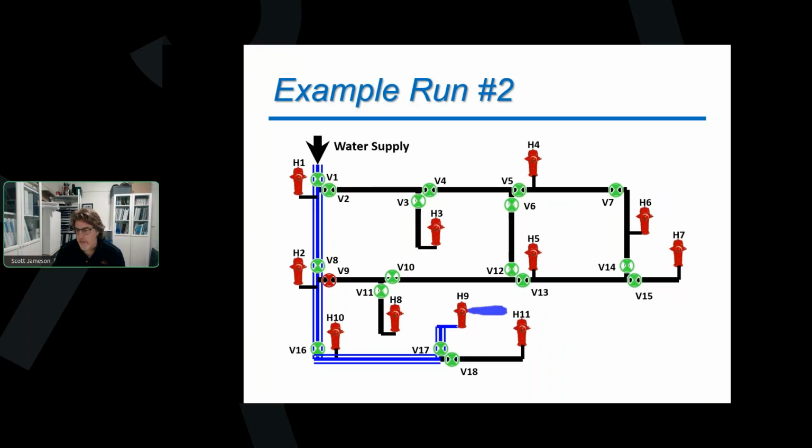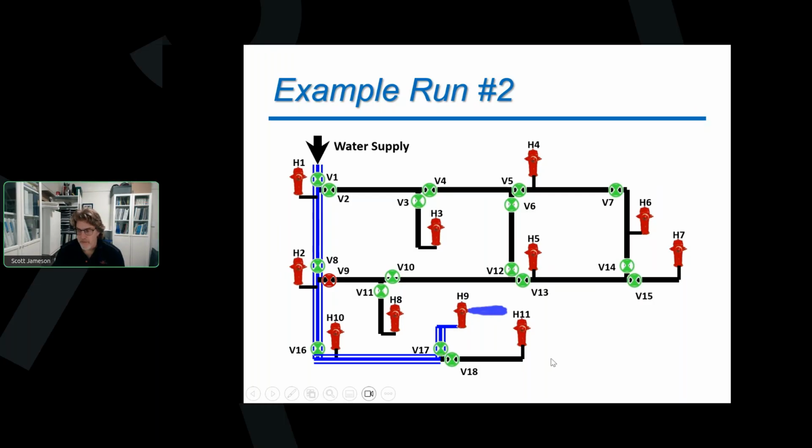Then for my second run, I'm going to move all my gear over to hydrant number 9, and I'm going to flush from there. I'm going to leave that valve 9 closed. And really all I'm flushing now is this small little stub end going from valve 17 to hydrant 9.